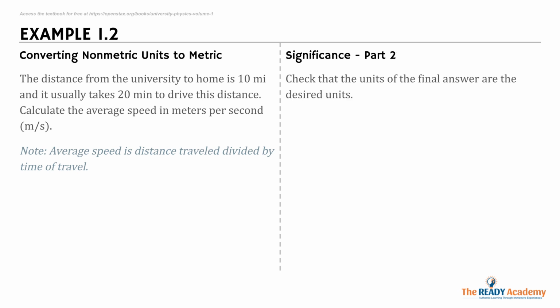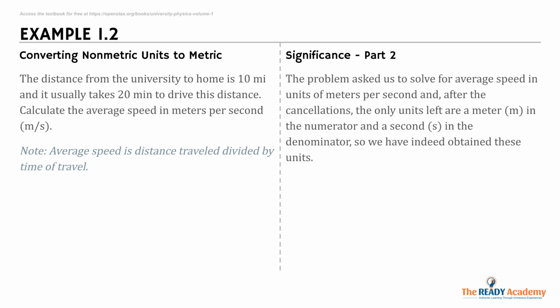Part 2. Check that the units of the final answer are the desired units. The problem asked us to solve for average speed in units of meters per second and, after the cancellations, the only units left are a meter in the numerator and a second in the denominator, so we have indeed obtained these units.